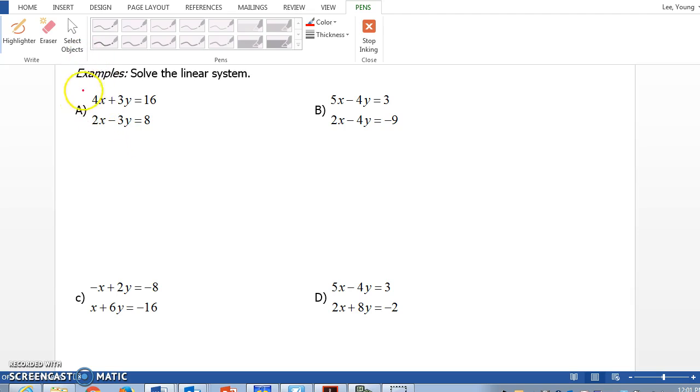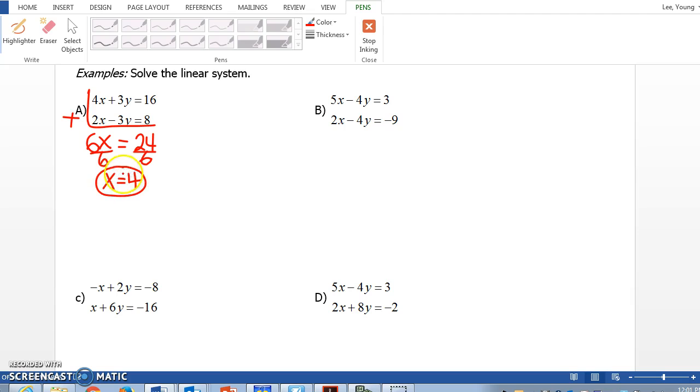So we're good. We don't even have to multiply any of the equations by any numbers. Now, step 3 says add the equations. So we're going to add these two equations. We're going to add 4x plus 2x, which is 6x. Now, we're going to add 3y minus 3y. That's going to be 0y, so we don't even have to write that. Set it equal to 16 plus 8, which is 24. We're almost done. So we're going to divide by 6 from both sides. So x is going to be equal to 4.